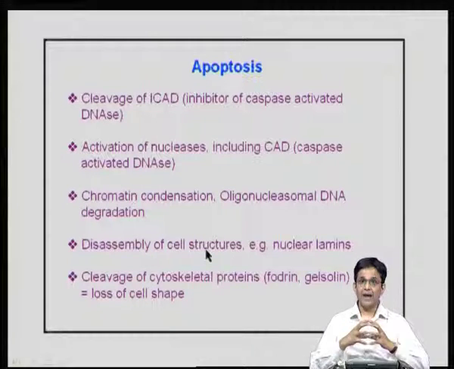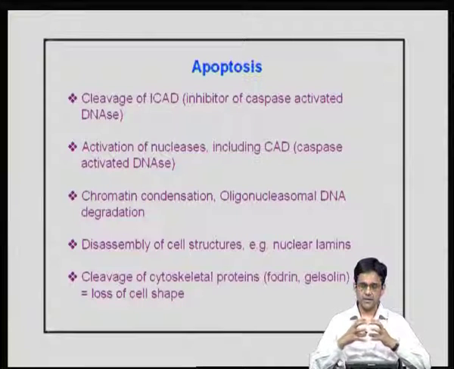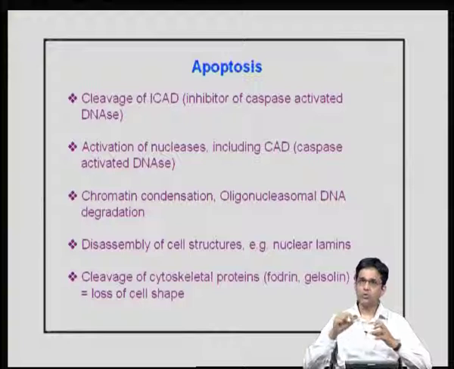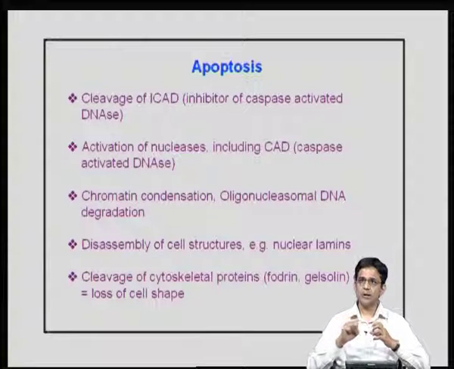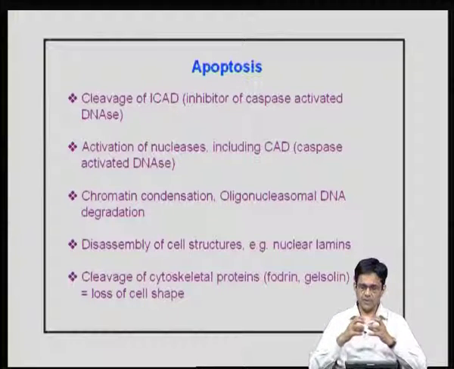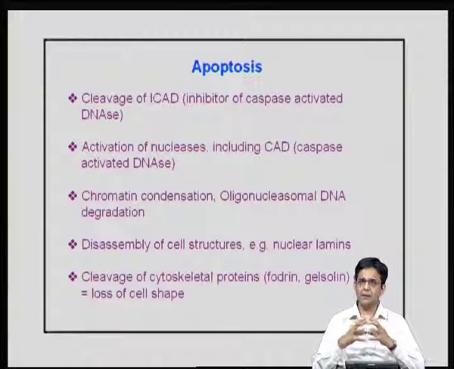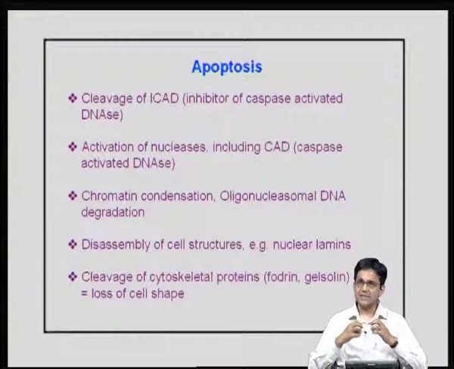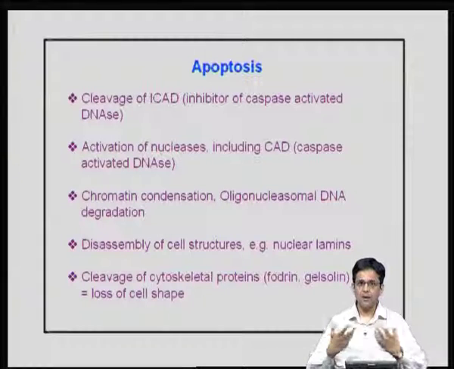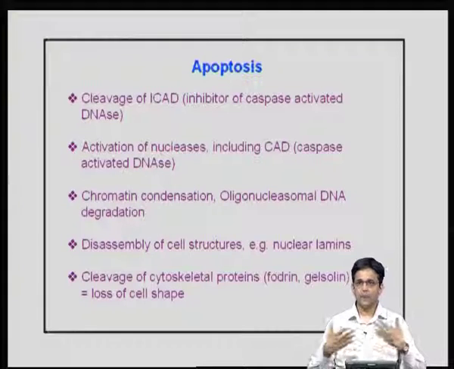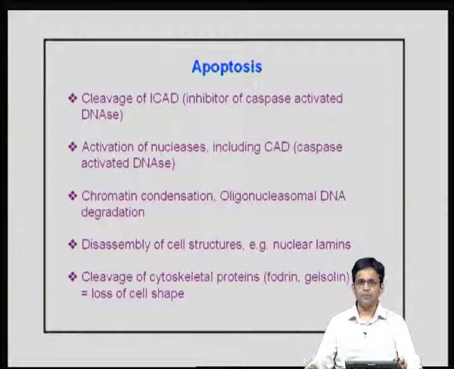So the nuclear envelope is composed of proteins known as lamins, a large number of them, and those are some of the substrates of these caspases. As a result, the nuclear envelope is no longer an integrated whole body that holds the cellular organelle, and it starts leaking out. That is part of the process that occurs during apoptosis.